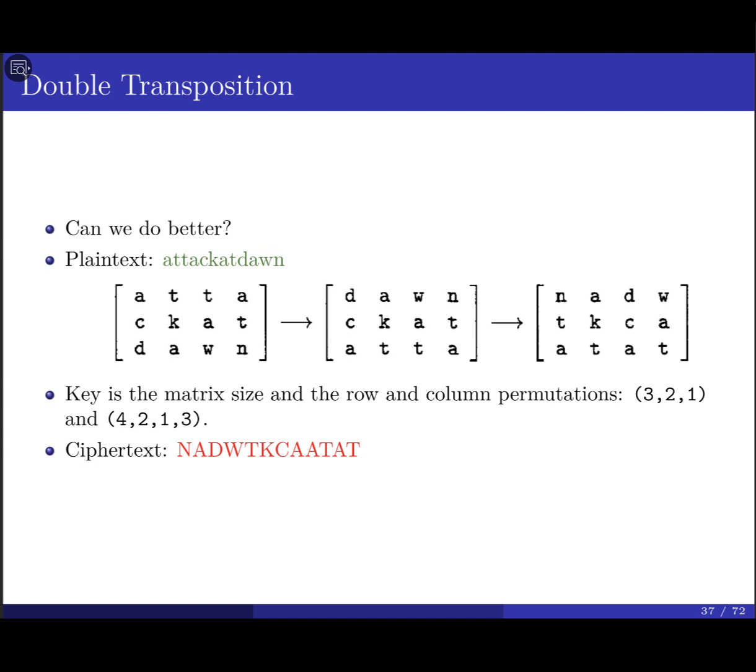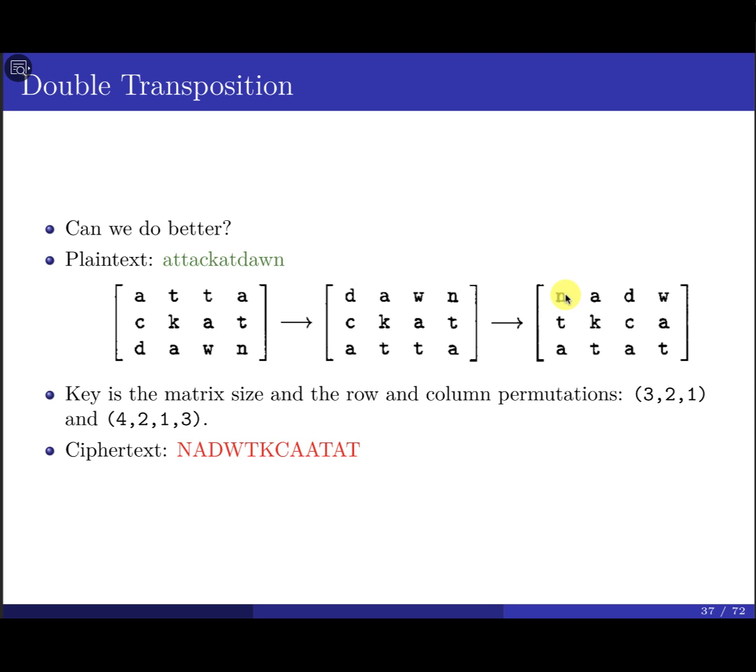We do have another type of transposition. We call this one the double transposition, which is a better way to perform transposition ciphers. In this case, what are we going to do? We put the plaintext into an array, the same thing, but this time I'm going to permute the rows and the columns.